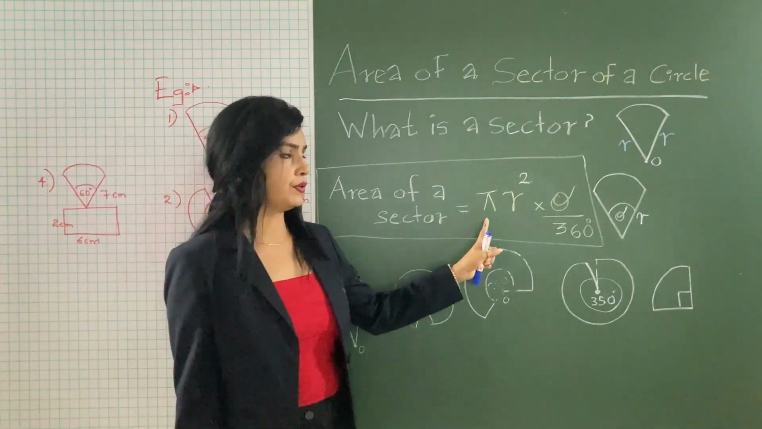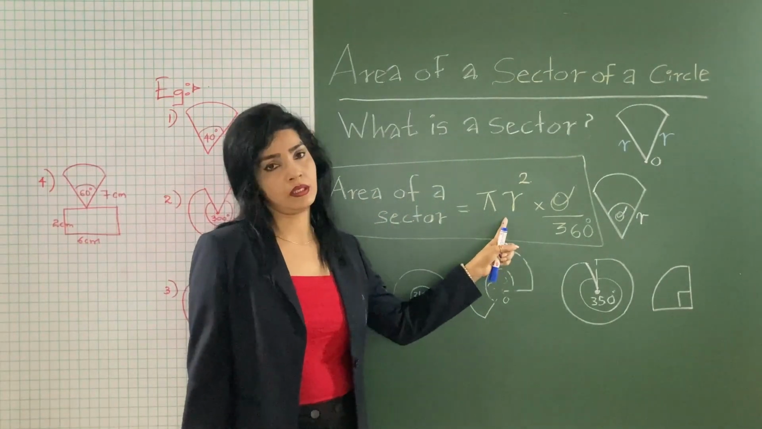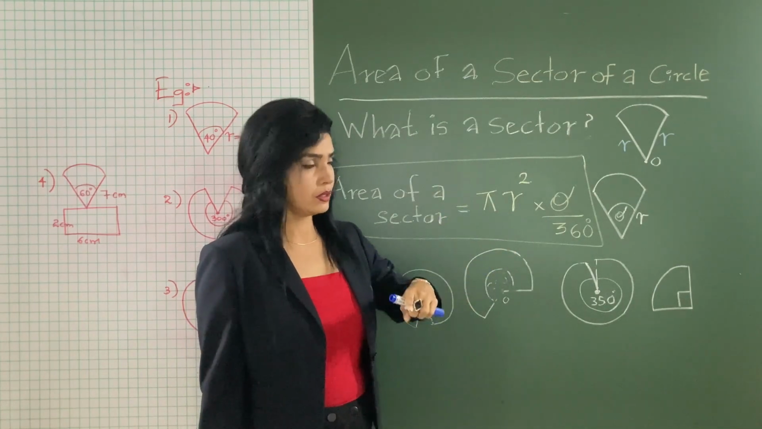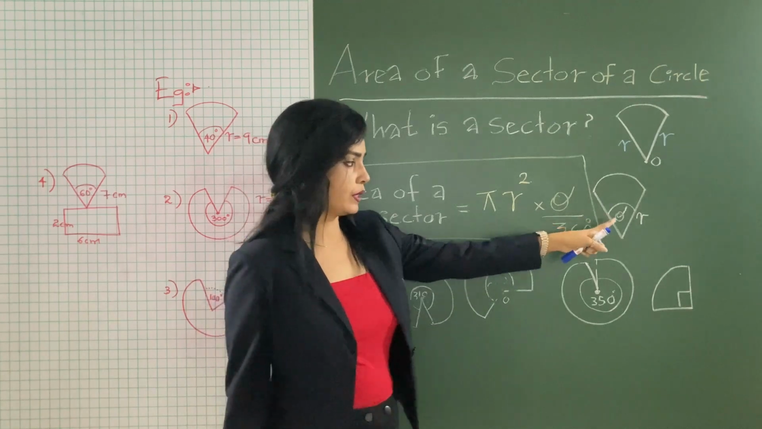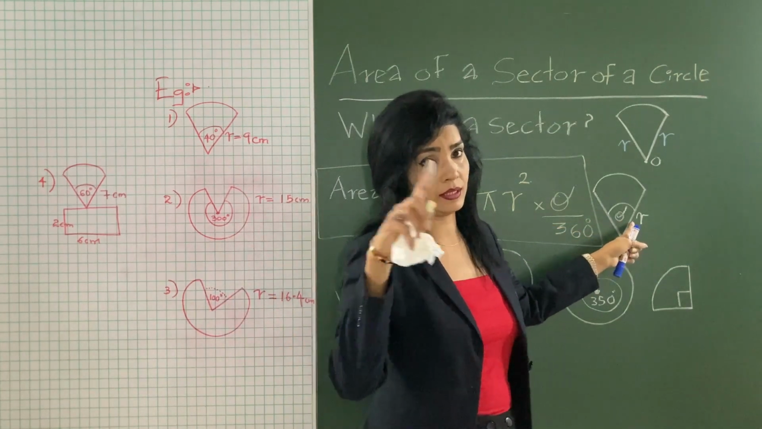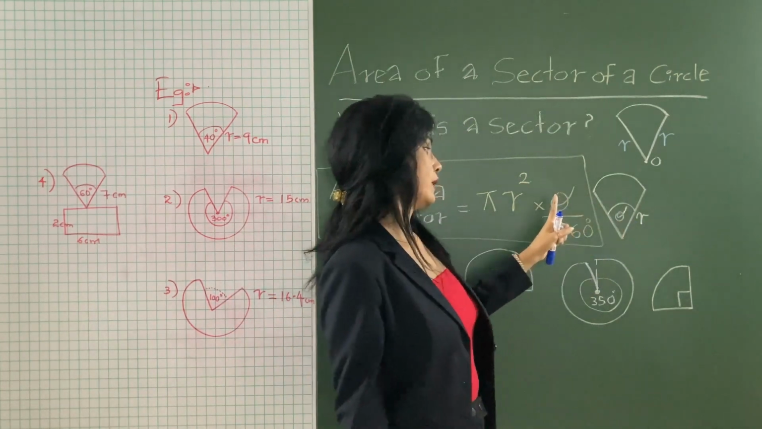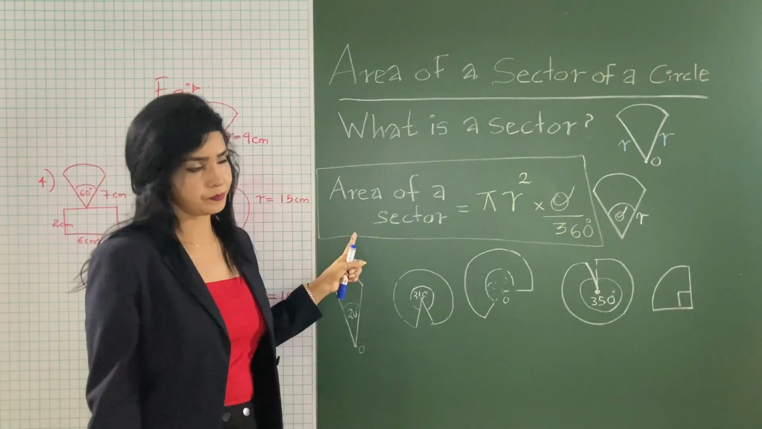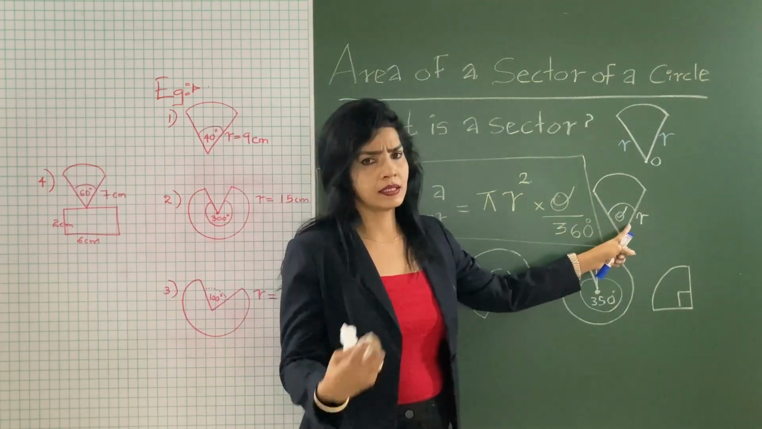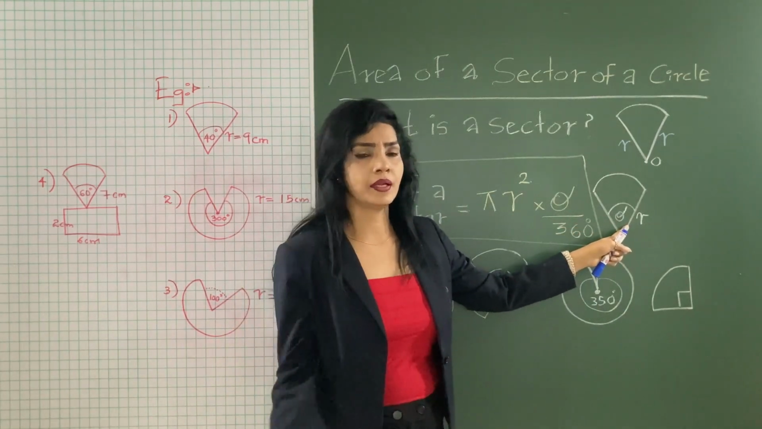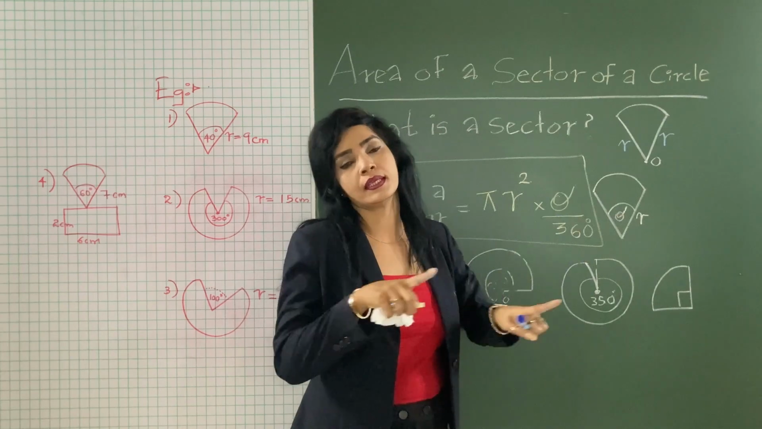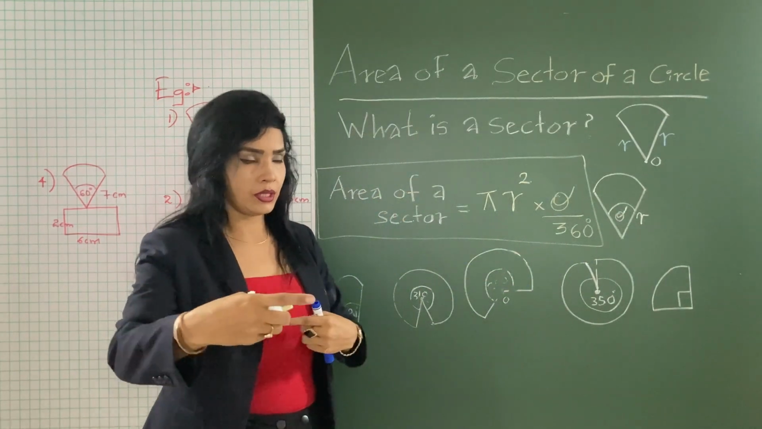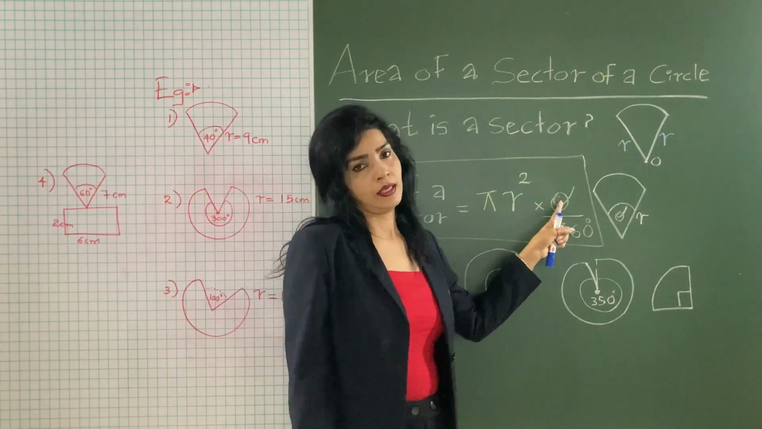When we had half, we wrote half into pi r square. So when we had a quarter or quadrant, quarter into pi r square. So now I have theta degrees out of 360. So I should write theta out of 360. So this is the sector area. This theta can be 60 degrees, 40 degrees, 120 degrees, below 360, any value. Okay, 0 to 360 if you take, any value can be here.